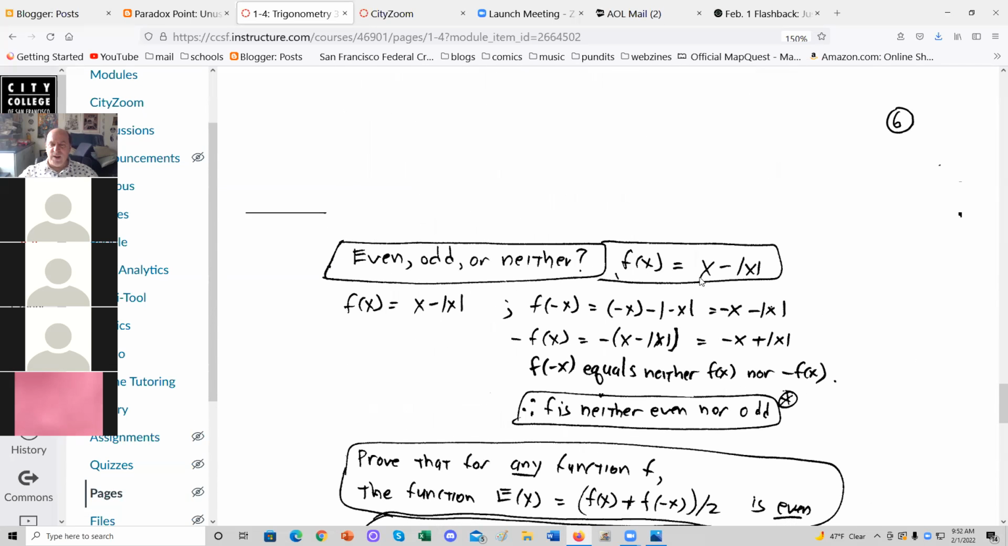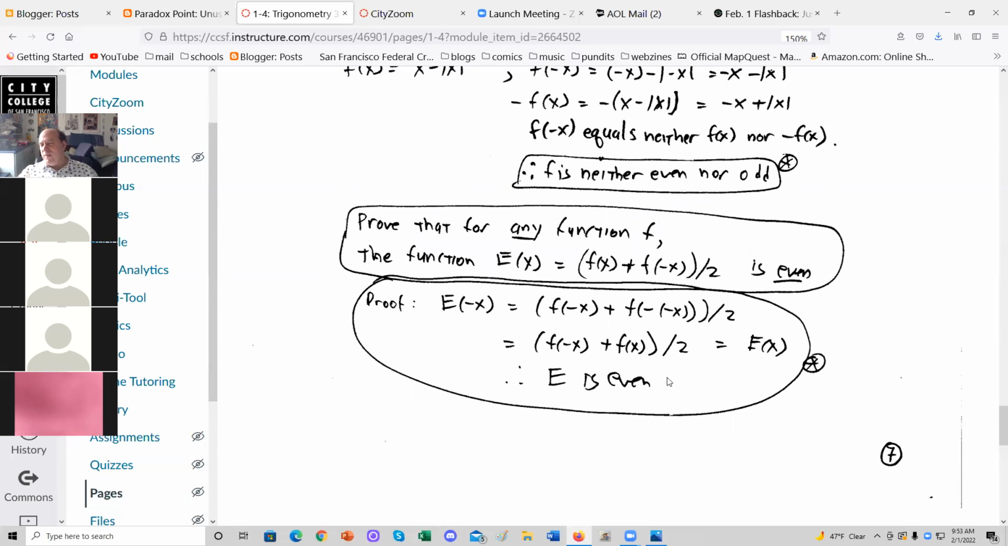Here I have another function, x minus absolute value of x. Is it even, is it odd, or is it neither? Well, the idea is to find f of negative x. f of negative x is negative x minus absolute value of negative x. Here, the negative gets absorbed by the absolute sign, so you get minus x minus the absolute value of x. This is certainly not the same as f of x. And if you take negative f of x, you get negative x plus absolute value of x. So this is neither f of x nor negative f of x. So it is neither even nor odd.